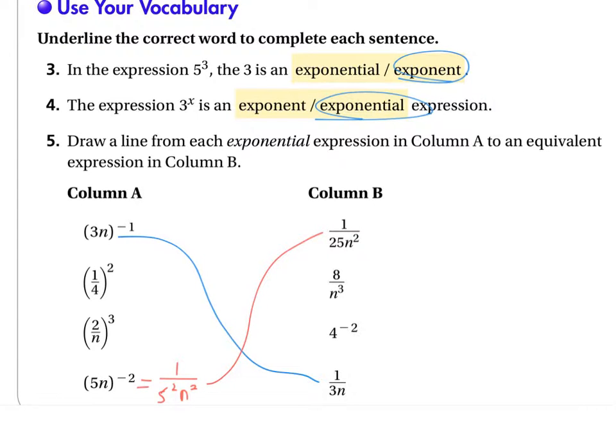When we look at 1/4 raised to the second power, we realize that that can equal 4 to the negative 2. This is n over 2 cubed. This is 2 cubed, n cubed. 2 cubed is 8.